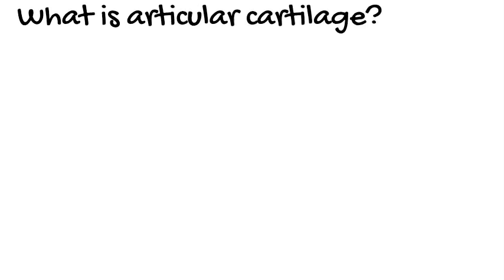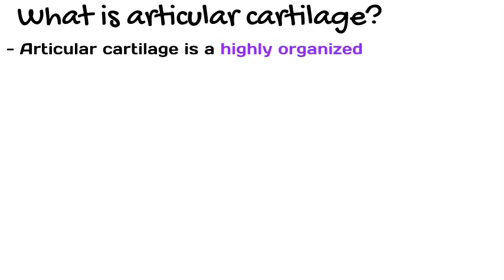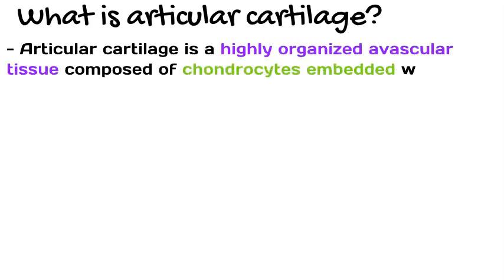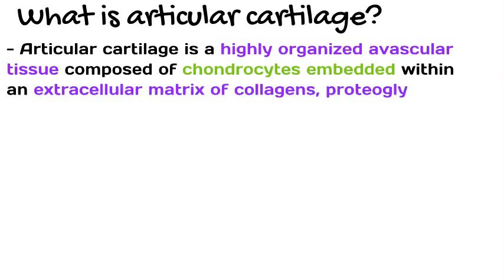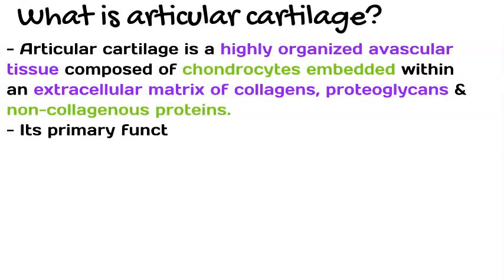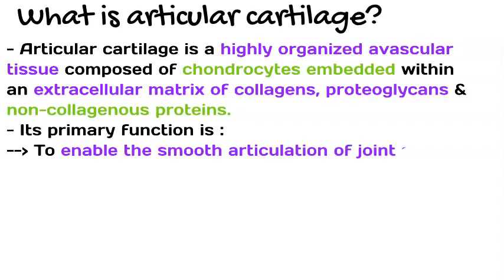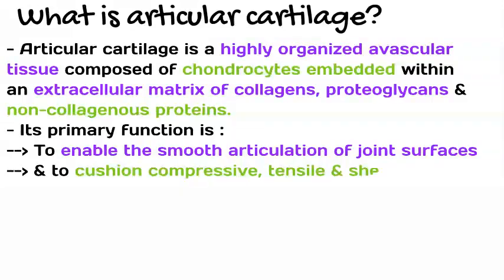What is articular cartilage? Articular cartilage is a highly organized avascular tissue composed of chondrocytes embedded within an extracellular matrix of collagens, proteoglycans, and non-collagenous proteins. Its primary function is to enable the smooth articulation of joint surfaces and to cushion compressive, tensile, and shearing forces.